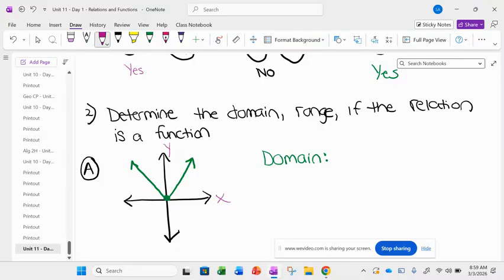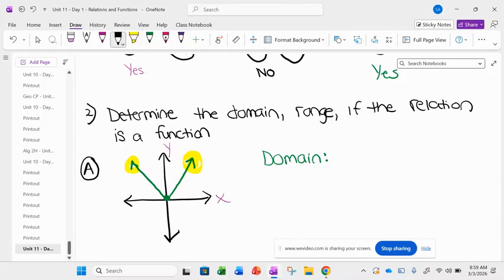So domain is the x. We always start left to right. So I look, what's the furthest left this graph is going? The furthest left this graph is going is this arrow. What does that mean? It's going left forever. How do we represent forever in the negative direction? Negative infinity. And then you look at the furthest right. What's the furthest right this graph is going? Again, another arrow, but this time it's going in the positive direction.